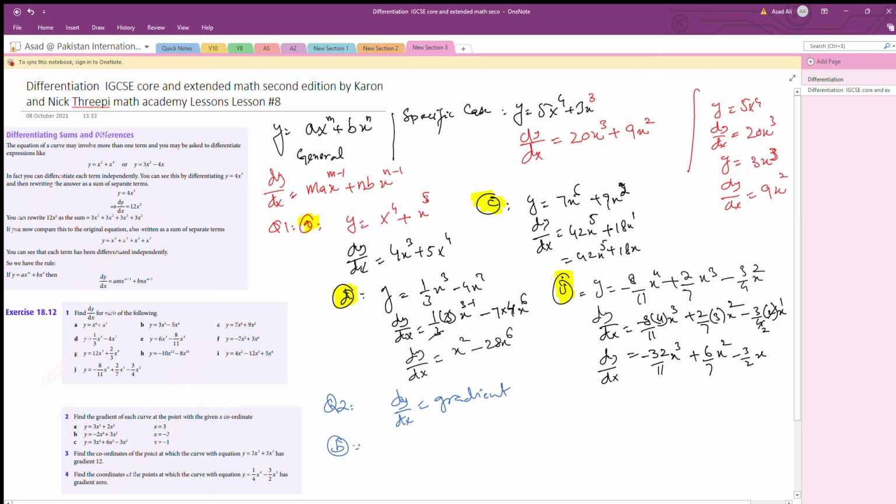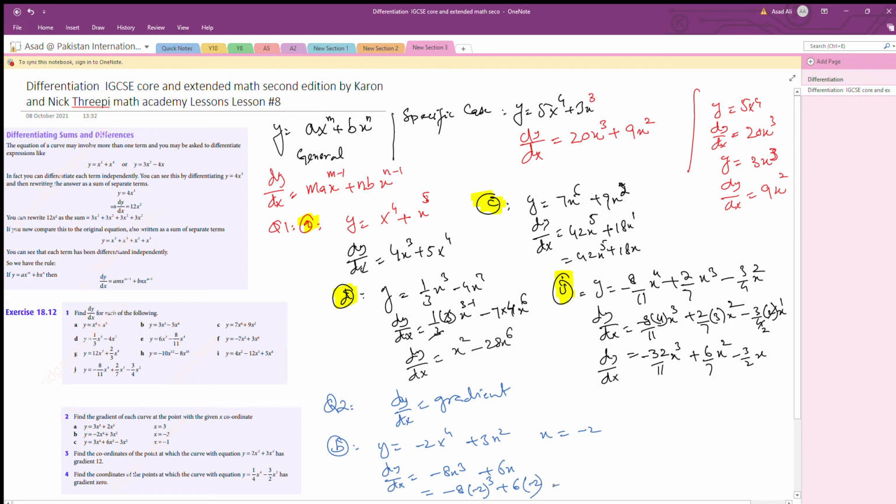I'm doing part B. y is equal to minus 2 x power 4 plus 3 x power 2. X value is minus 2. So dy dx is minus 8 x power 3 plus 6 x. When x is minus 2, substitute the value of x here: minus 8 into minus 2 power 3 plus 6 into minus 2.